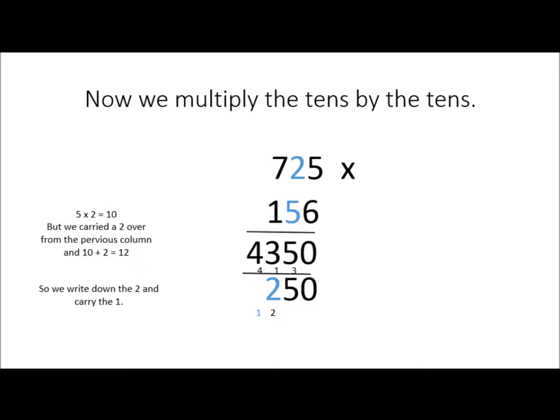Now we multiply the tens by the tens. 5 times 2 is 10, but we carried a 2 over from the previous column, and 10 plus 2 is 12. So we write down the 2 and carry the 1.